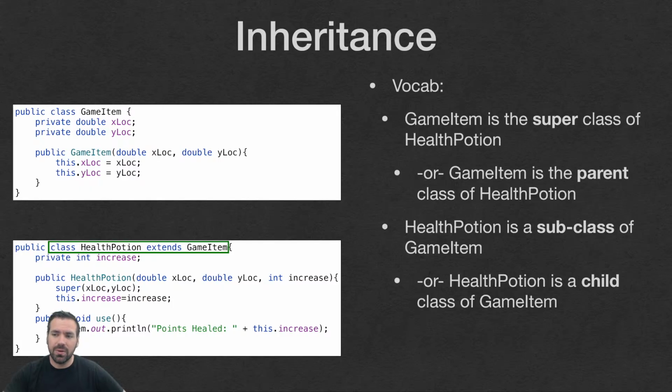Out there in the real world, you will hear people use all four terms: super, sub, parent, child. So just being aware of what they all are is important. You know they're talking about inheritance relationships.